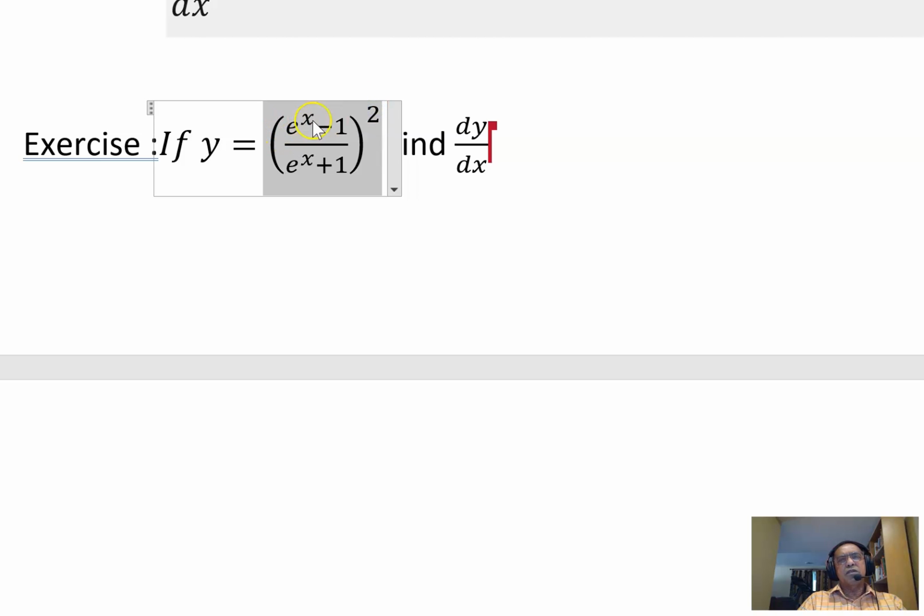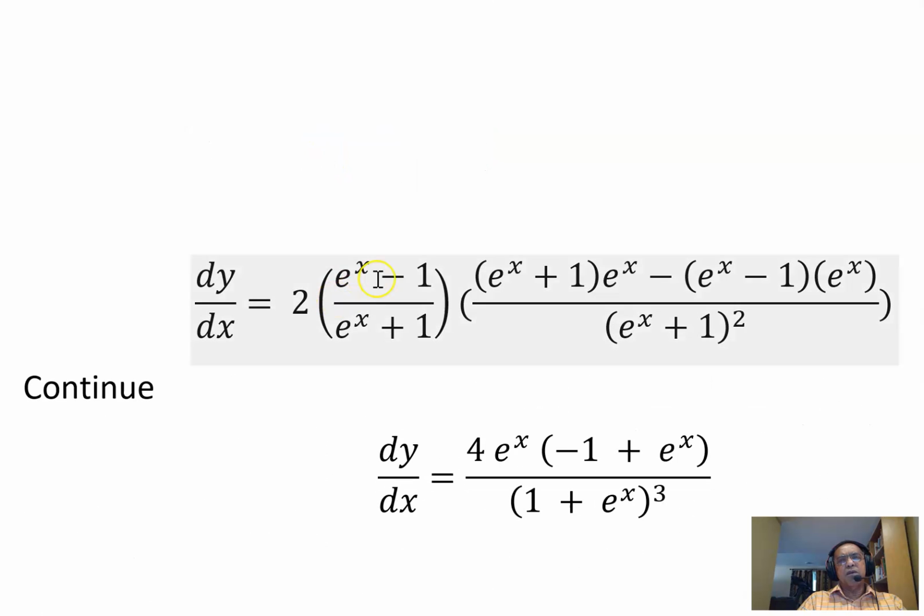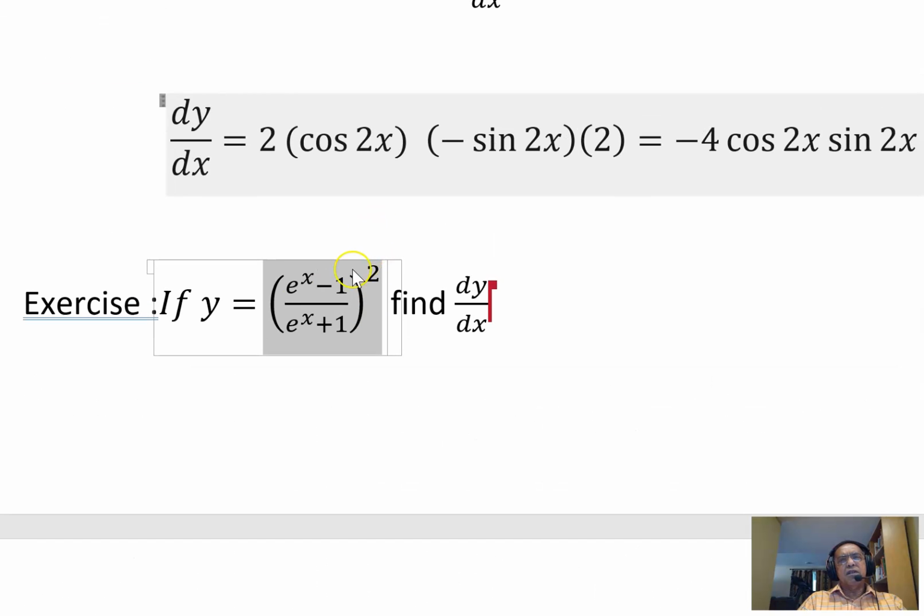So it's 2 times this junk here, e to the x minus 1 over e to the x plus 1. And then you go inside, you say e to the x minus 1 over e to the x plus 1. Now you don't worry about the 2, 2 is gone now. You only worry about the inside, which is actually a fraction. So what you do is you just use the quotient rule for that. So it's low d high: e to the x plus 1 times the derivative of e to the x minus 1.